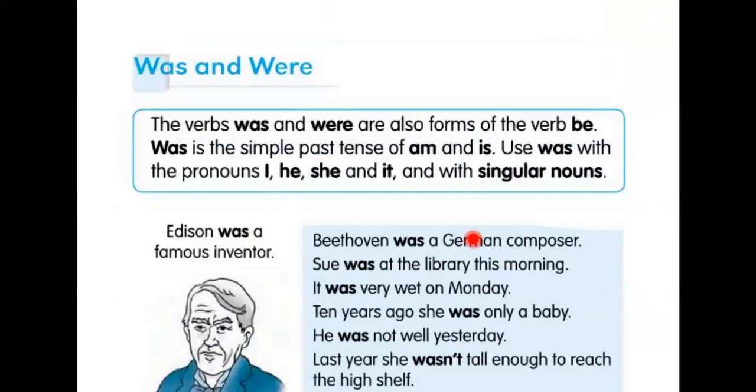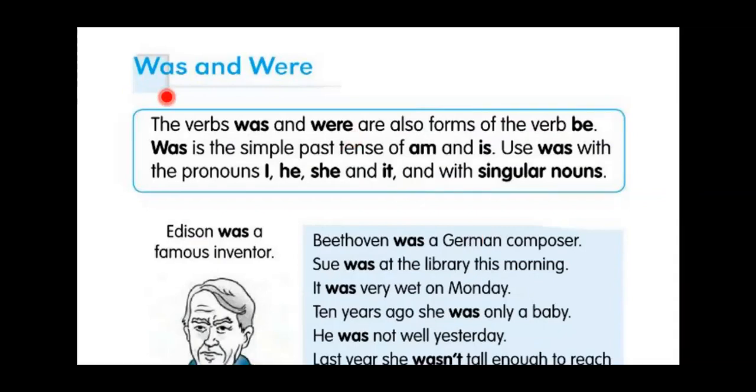What are was and were? Helping verbs. They are also helping verbs. What else helping verbs did we discuss? Do you remember? Is, are, am. Am, is, are, have, has are also helping verbs. Now we are going to discuss another helping verbs, was and were.